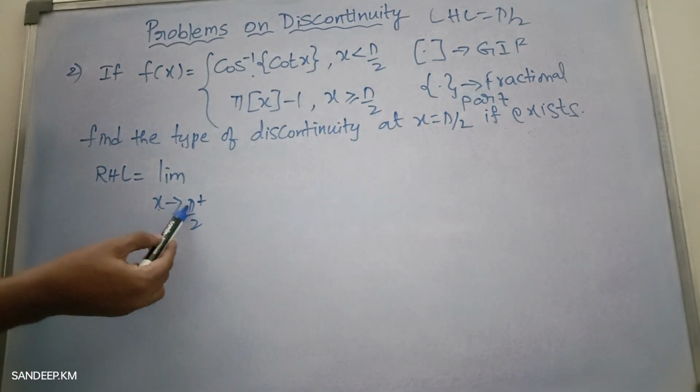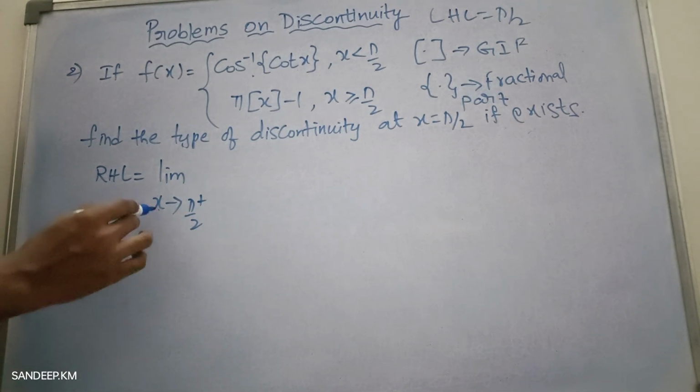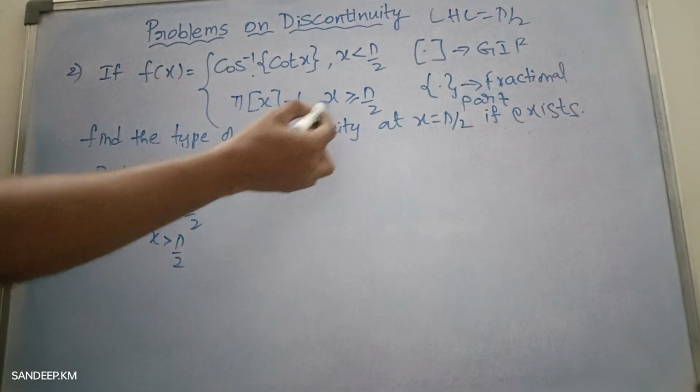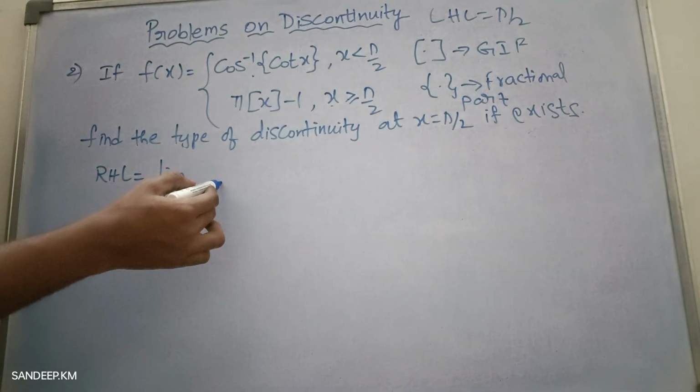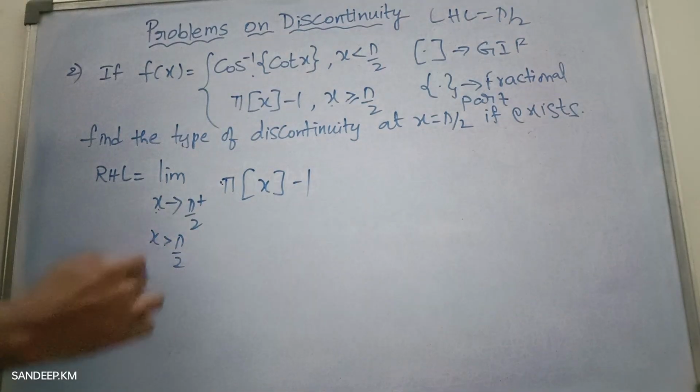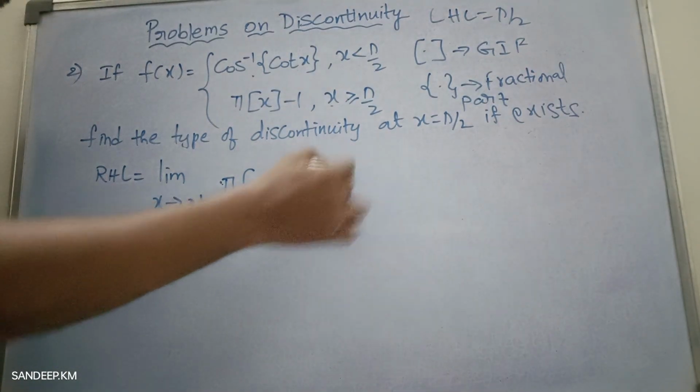When x is approaching pi by 2 from the right side, it means x is more than pi by 2. X is greater than pi by 2. Since x is greater than pi by 2, instead of f of x, I will write pi into step x minus 1. Dear students, this is easy.